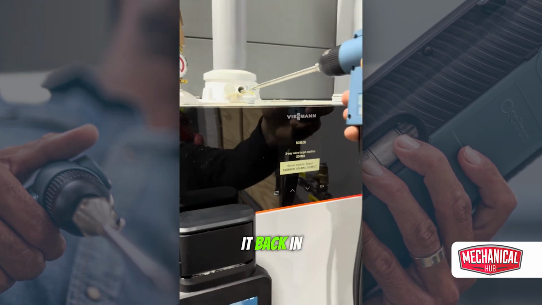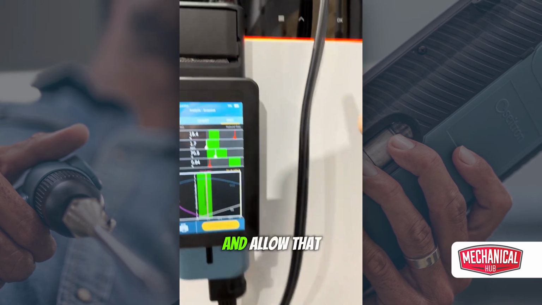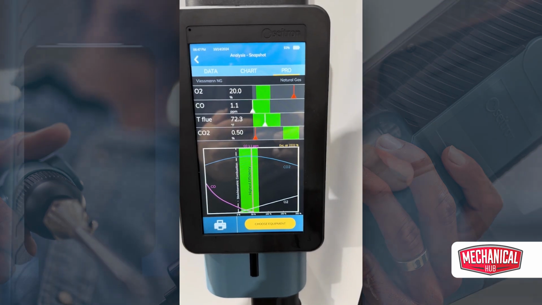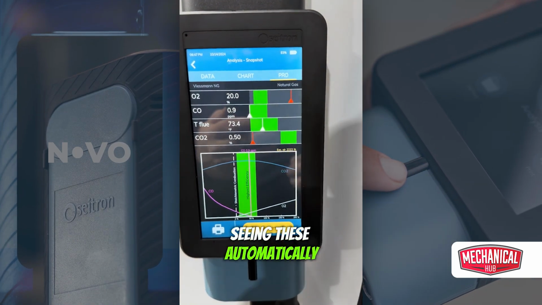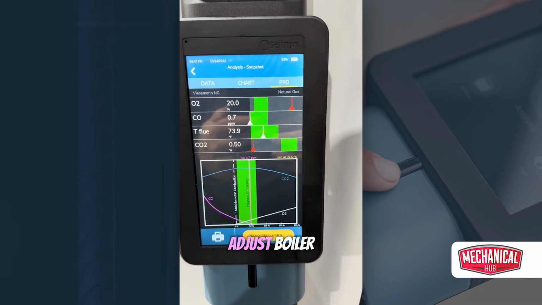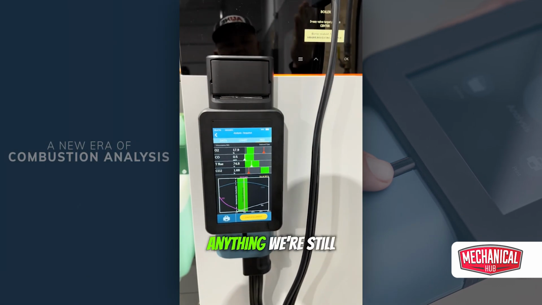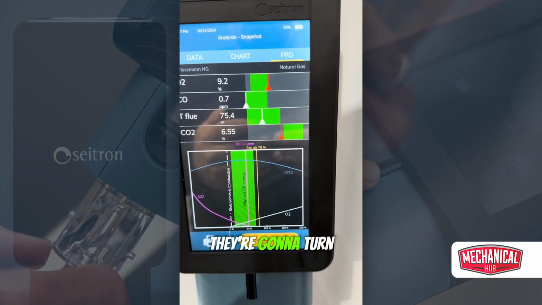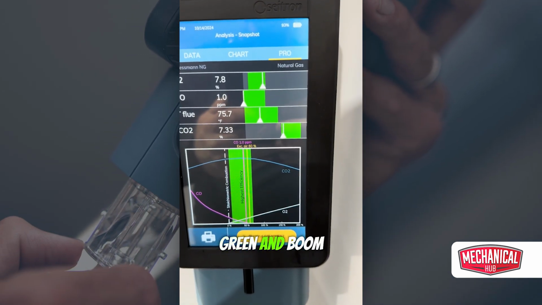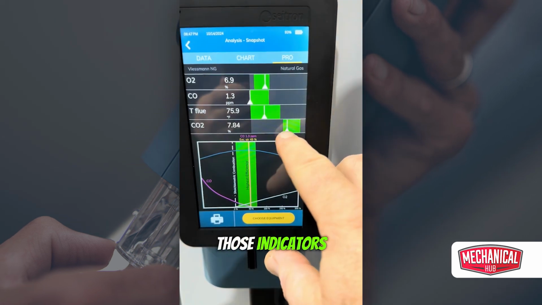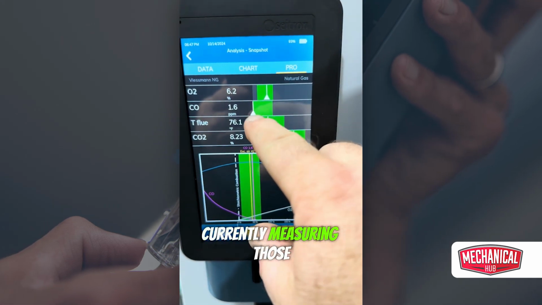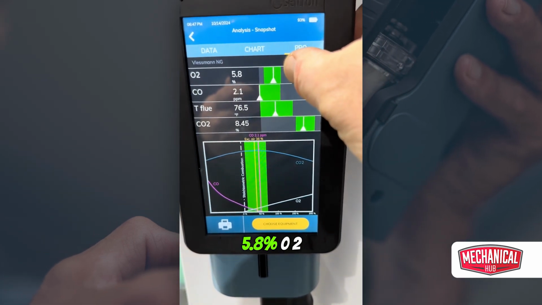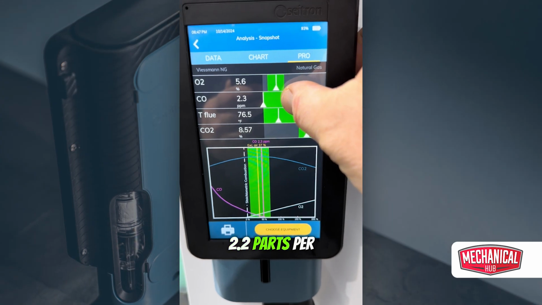But what if I put it back in and allow that to pump through that hose back up to the unit? We're going to start seeing these automatically adjust. The boiler's still running. I didn't change anything. We're still on low fire, and look at those. They're going to turn white when they get into the green, and boom. As long as those indicators, that's what it's currently measuring, those little spots on there. 5.8% O2, 2.2 parts per million CO.